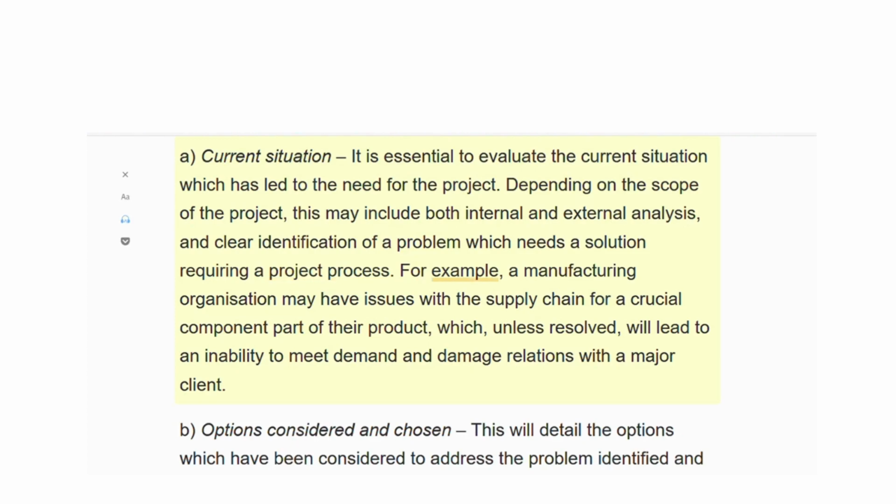For example, a manufacturing organization may have issues with the supply chain for a crucial component part of their product, which, unless resolved, will lead to an inability to meet demand and damage relations with a major client.